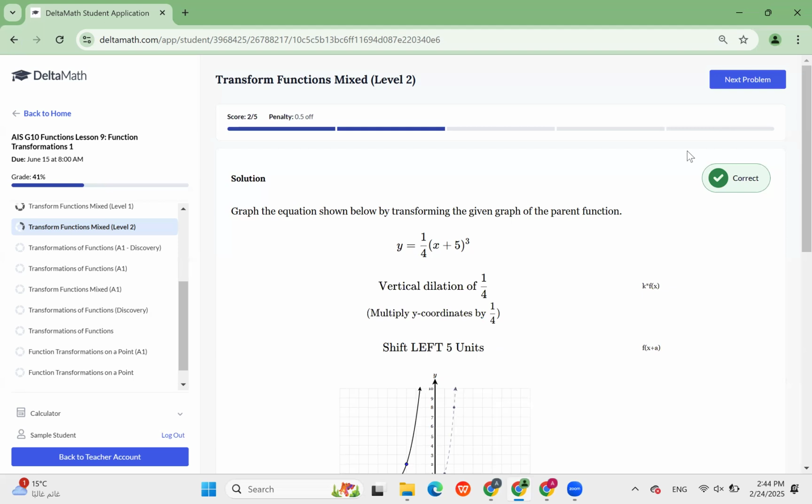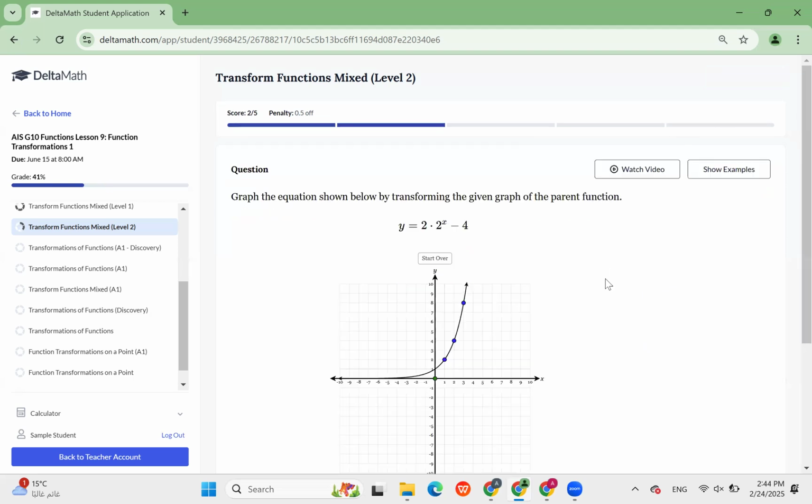Let's try another example. Here the parent function is 2 to the power x, and the changes are the 2 and the negative 4. Both of these are not inside the power, so they're not affecting the x. They're both affecting the y. So y becomes 2y minus 4. We're multiplying by 2, and then subtracting 4.